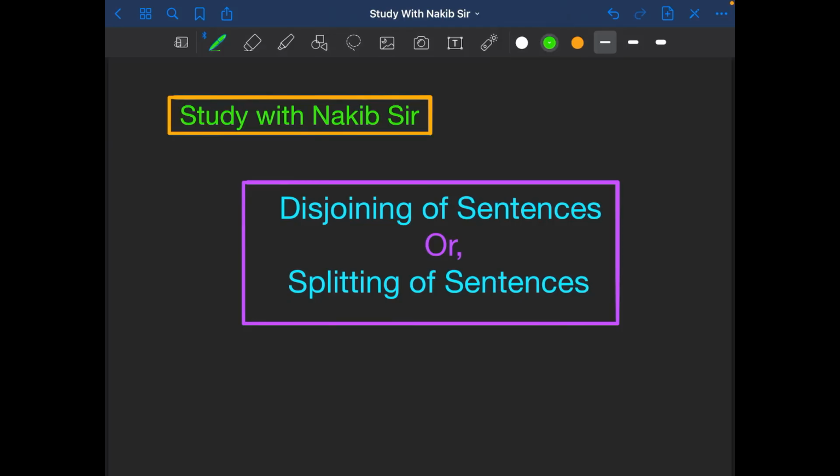Welcome back, students. Today again I am here with a new lesson for you, a very useful lesson, and it is splitting of sentences. It is also called disjoining of sentences, as it is just the opposite of joining of sentences. So those who have learnt joining of sentences well can easily do the work of splitting of sentences or disjoining of sentences well. Now see how the splitting of a sentence is done with the help of your knowledge of the joining of sentences.